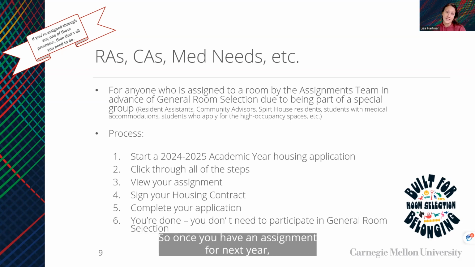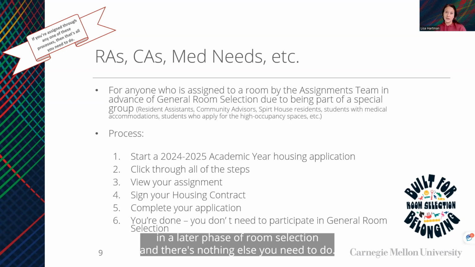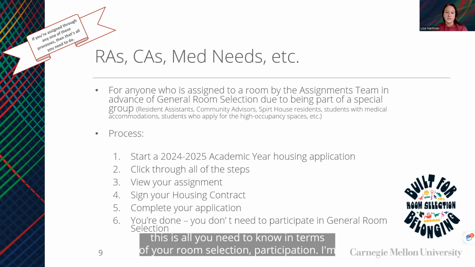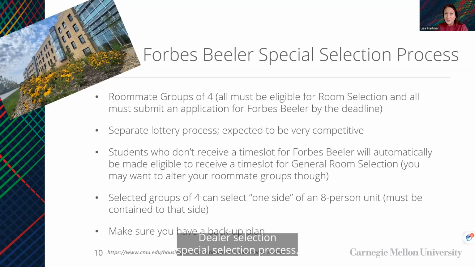So once you have an assignment for next year, you're not eligible to participate in a later phase of room selection, and there's nothing else you need to do. So again, if you fall into one of these groups, this is all you need to know in terms of your room selection participation. Also going to touch briefly about the Forbes-Beeler special selection process.